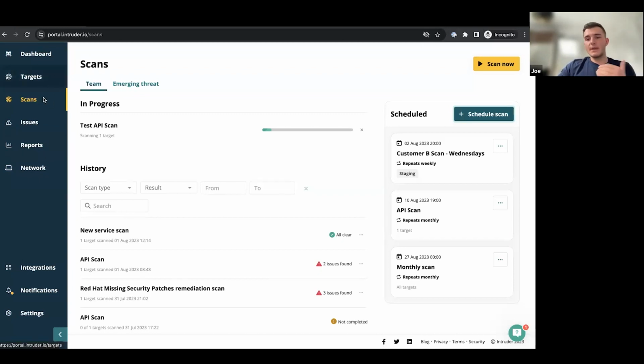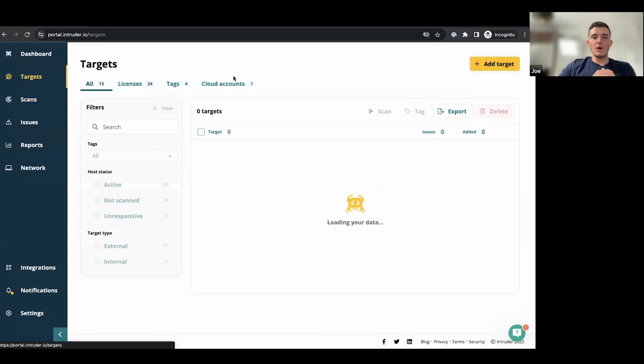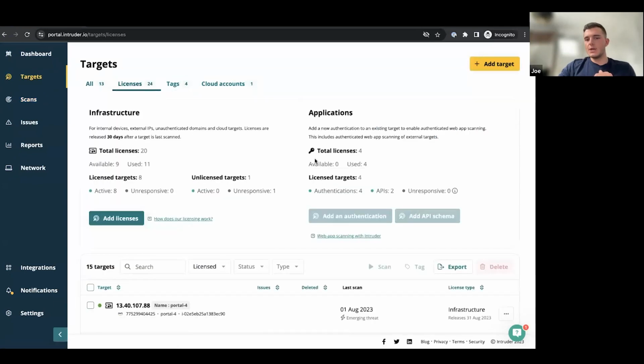The other thing I wanted to highlight is in order for this to be scanned, you need an application license, which is something that you can view from your targets and licenses page. You can view more information about them by the help article that's here, or also adding authentications and schemas. You have a nice, quick, easy way of accessing that there.